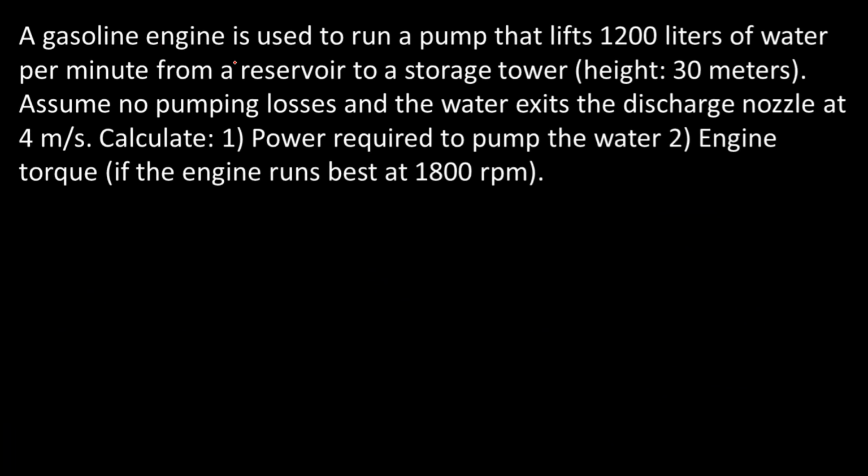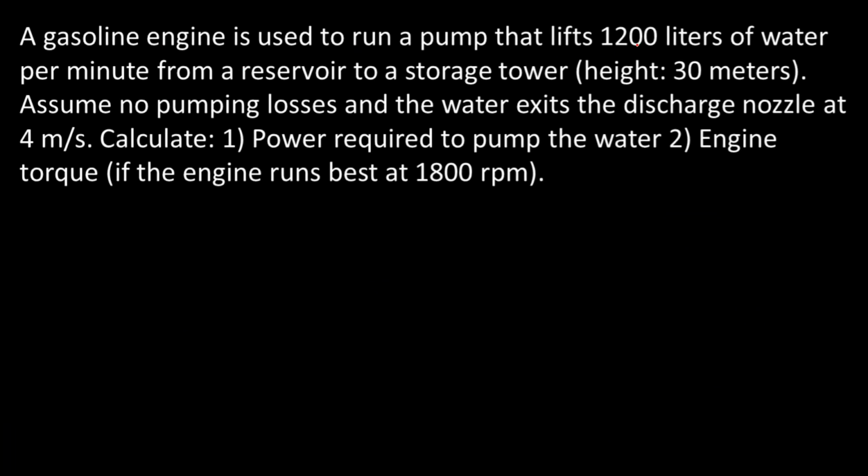Next, a gasoline engine is used to run a pump that lifts 1,200 liters of water per minute from a reservoir to a storage tower with a height of 30 meters. Assume no pumping losses, and the water exits the discharge nozzle at 4 meters per second. 1, calculate the power required to pump the water. 2, the engine torque if the engine runs best at 1,800 RPMs. Let's get started on this one. I've got a water tower.